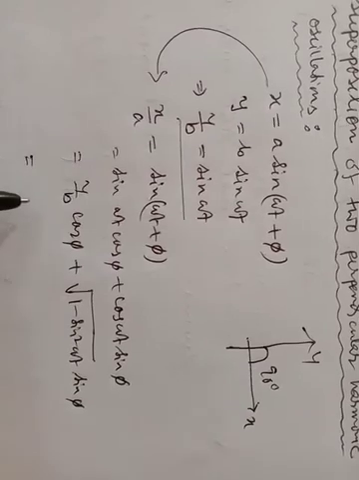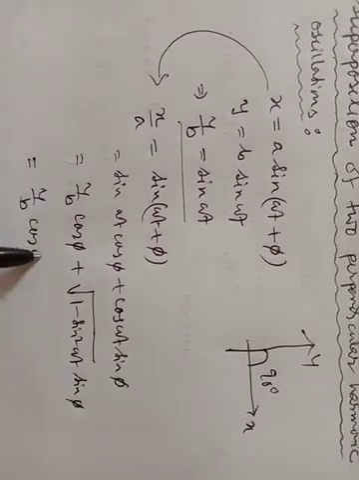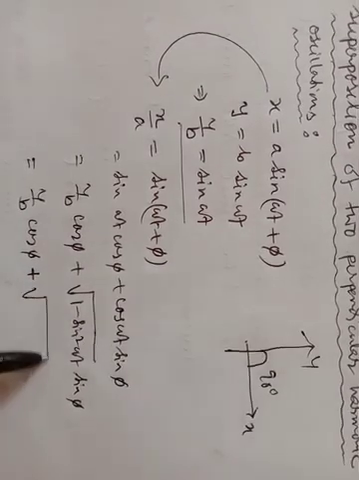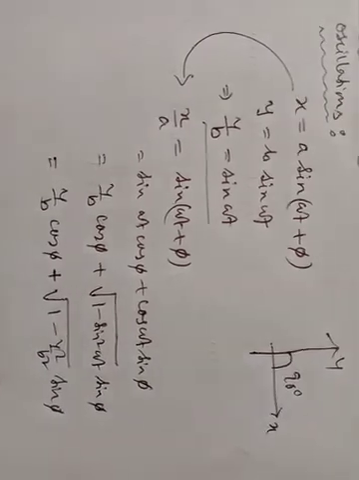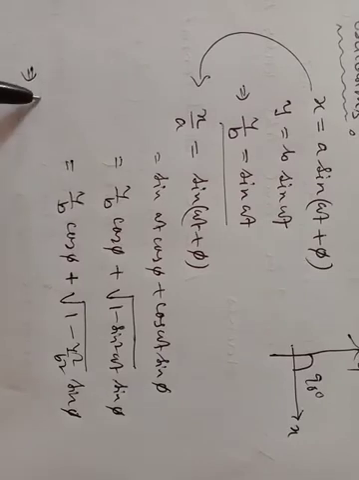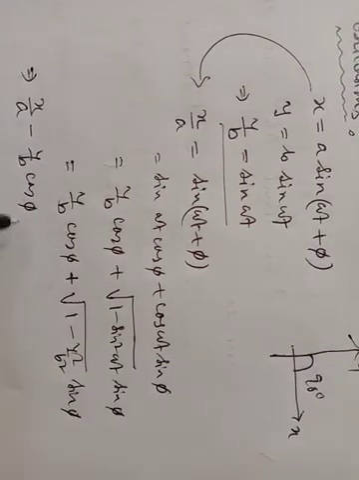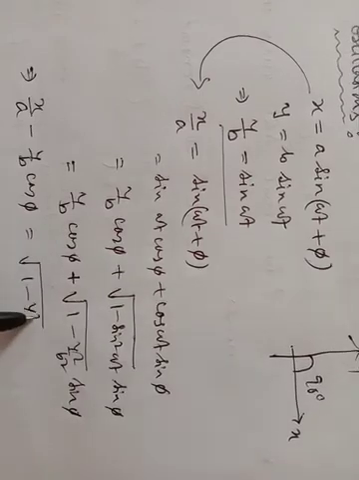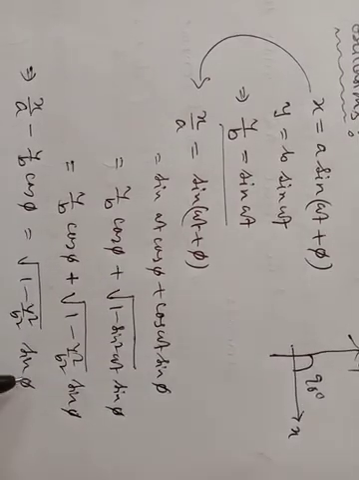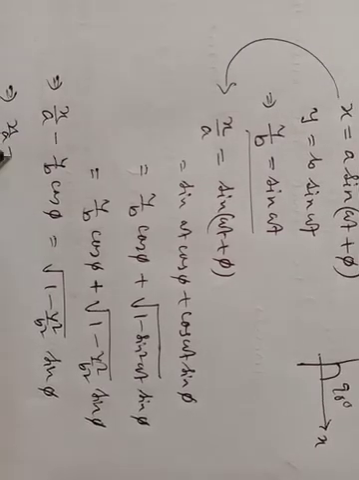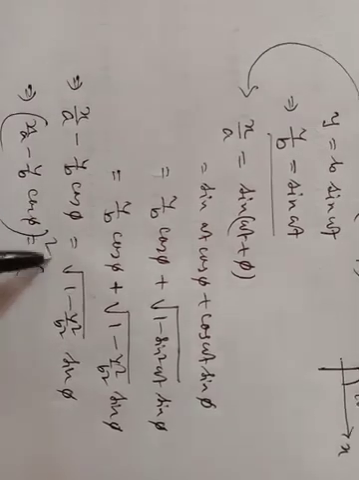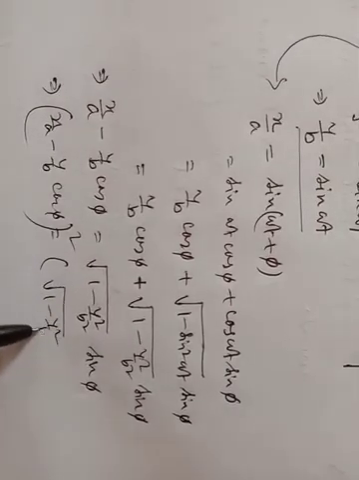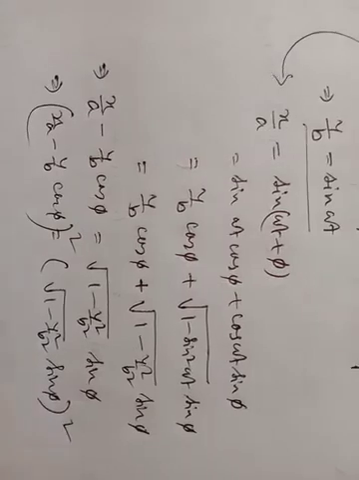Next, (y/b) cos φ plus, what is sin ωt? sin ωt is y²/b², sin φ. Next, this implies x/a − (y/b) cos φ is equal to √(1 − y²/b²) sin φ. Now squaring both sides, we have (x/a − (y/b) cos φ)² is equal to (√(1 − y²/b²) sin φ)².